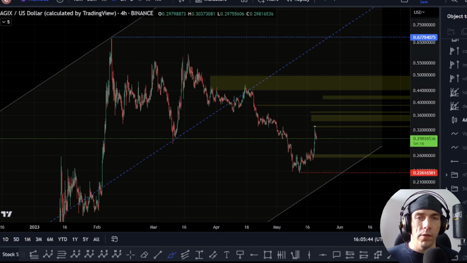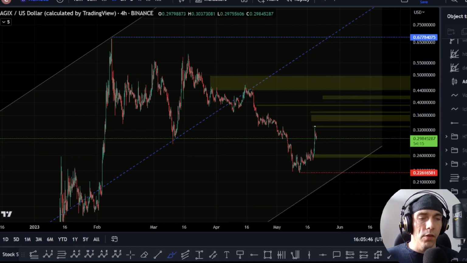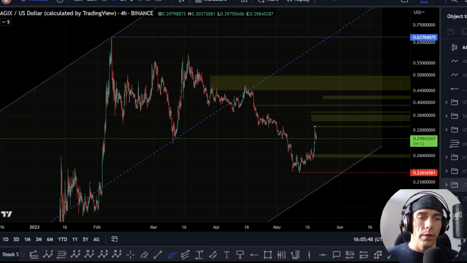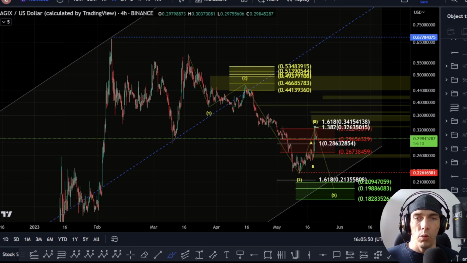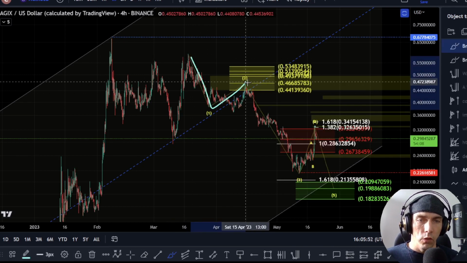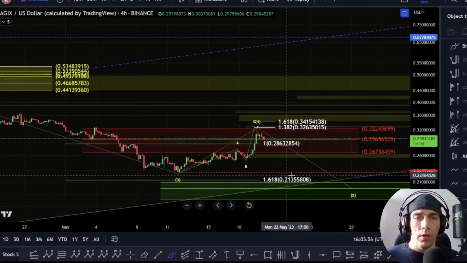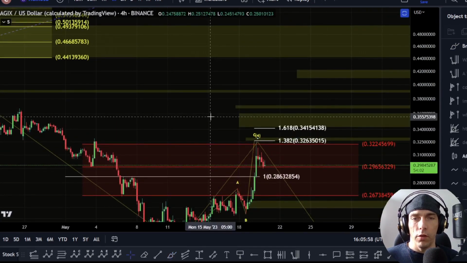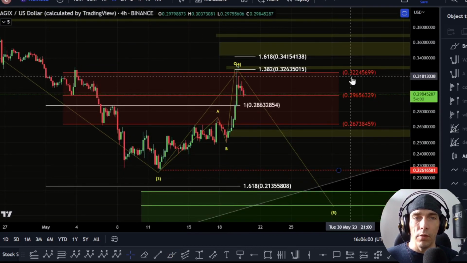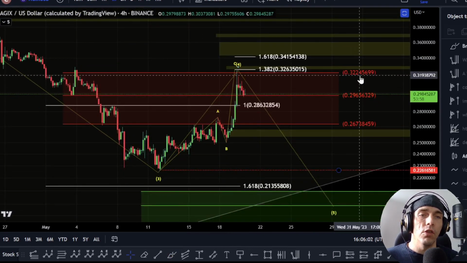Now, if we're treating this as a C wave, what we could then argue is that potentially we could still see something like this, where we have to actually break down one more time, where we treat this as 1, 2, this is a third wave, this is a fourth, and then looking for a fifth. So at the moment, all we have is a three-wave structure to the upside. This move has also come up into the 50%, which is sitting here at this 3224.